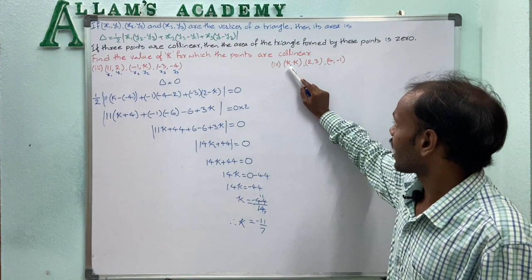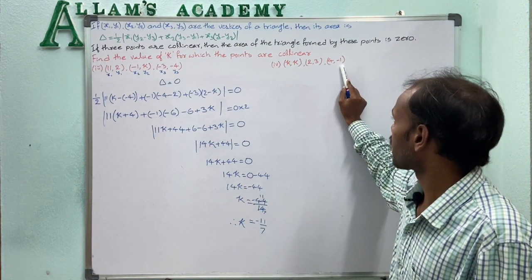The vertices of the triangle are (k, k), (2, 3), (4, -1), and they are collinear.